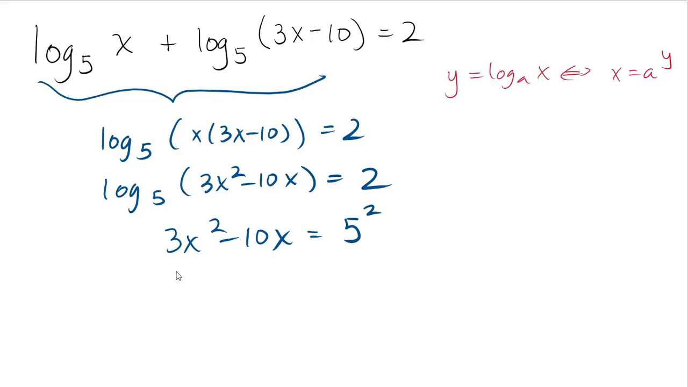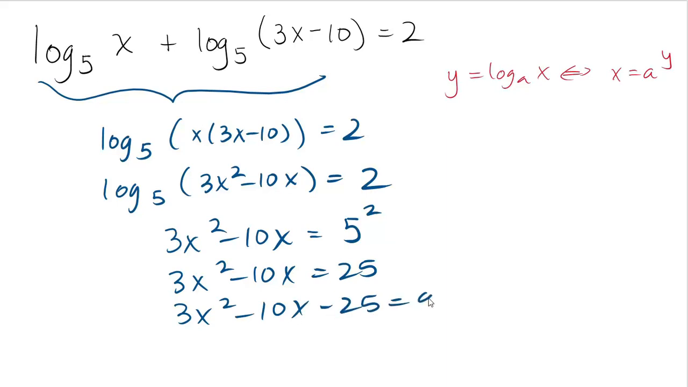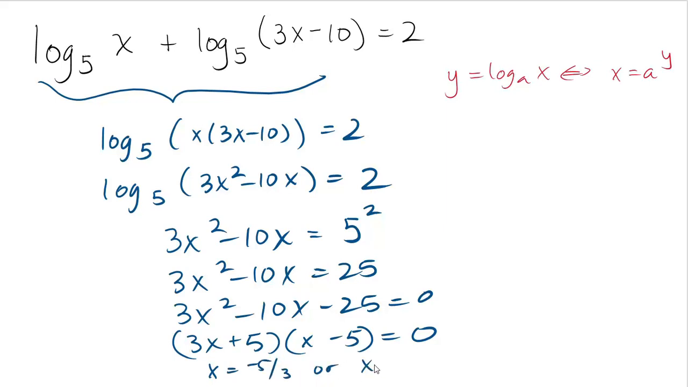Well, 5 squared is just 25, and we get a pretty standard quadratic equation here. This is 3x squared minus 10x minus 25 equals 0. This happens to factor, but if you couldn't see how to factor it, or if it didn't factor, we would just use the quadratic formula. This is 3x plus 5, x minus 5. And so we get two solutions, x equals negative 5/3, or x equals 5.